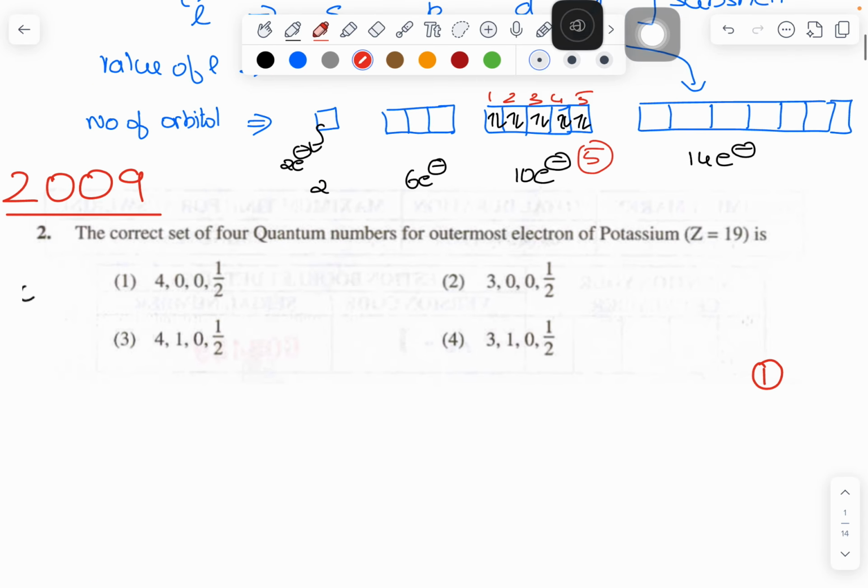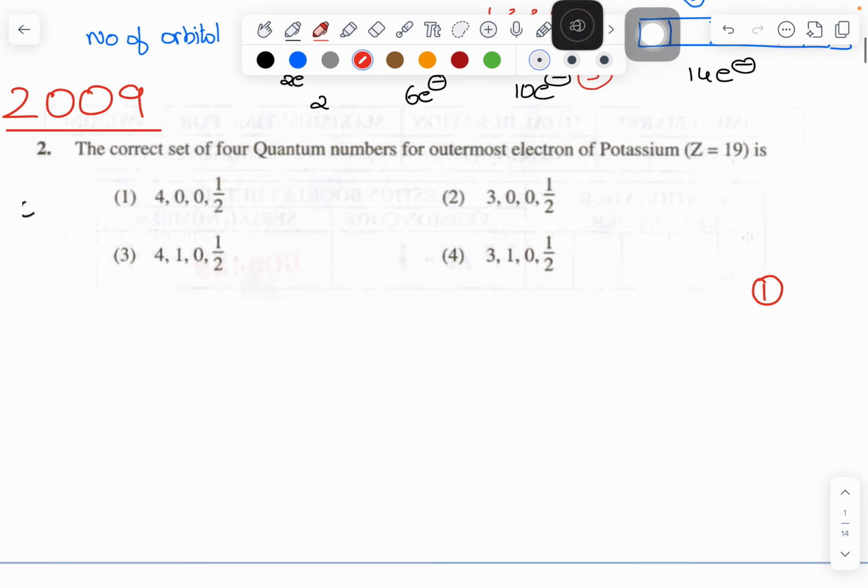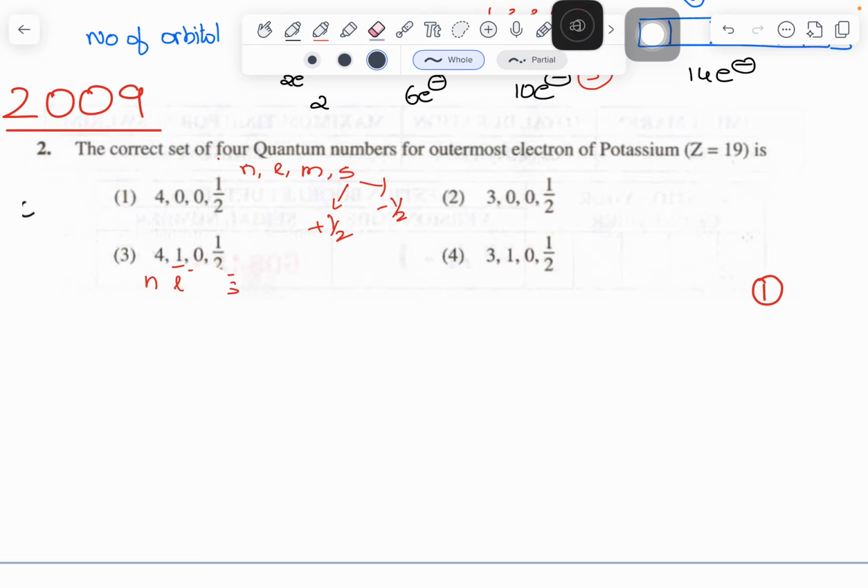Next, let's see the 2009 paper. The correct set of 4 quantum numbers. Again, 4 quantum numbers. What are those? N, L, M, and S. Spin is of only 2 types, that is plus half or minus half. And this is in order itself: first N, next is L, next is M, and the last one is S. You have to write the quantum numbers in this order itself: N, L, M, and S.